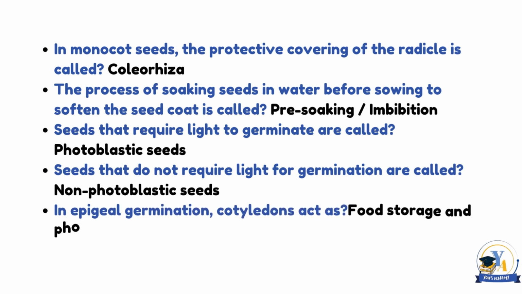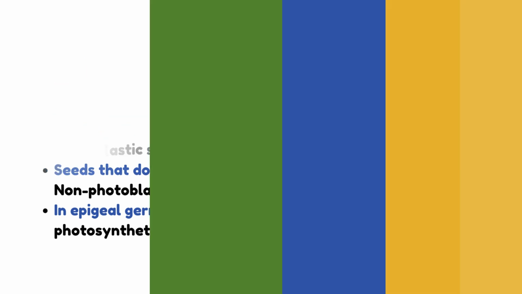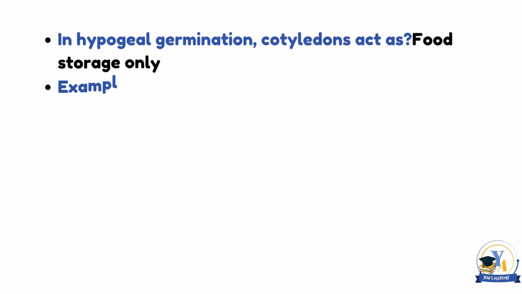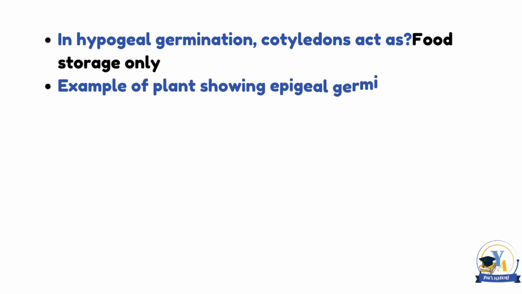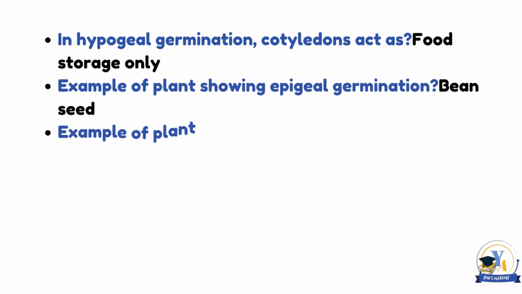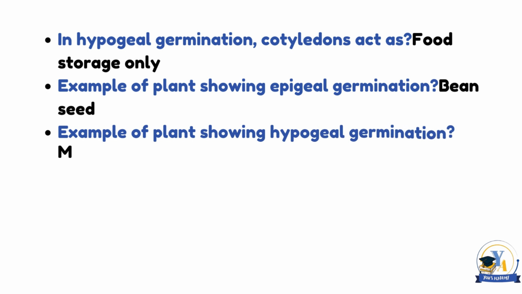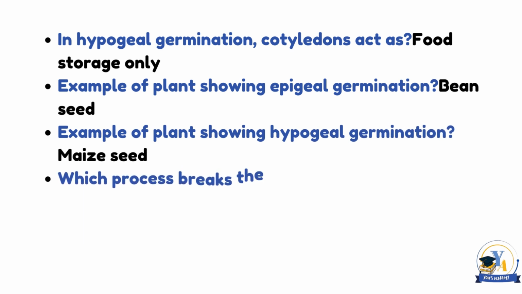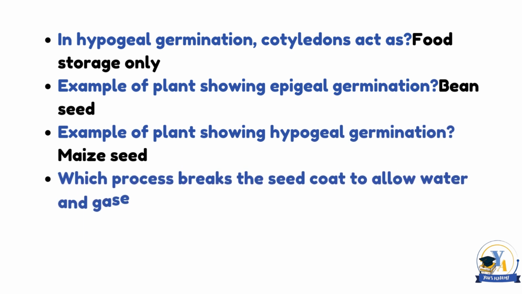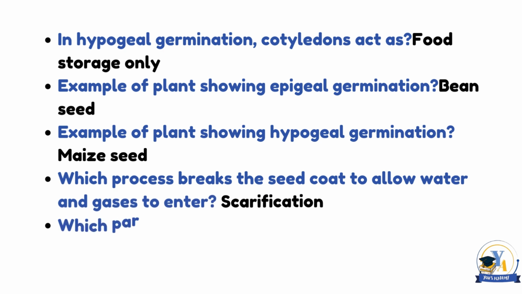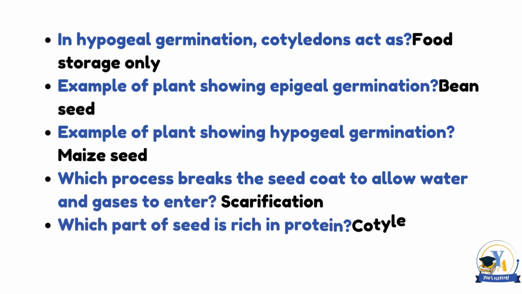In epigeal germination, cotyledons act as food storage and photosynthetic organs. In hypogeal germination, cotyledons act as food storage only. Example of a plant showing epigeal germination: bean seed. Example of a plant showing hypogeal germination: maize seed. Which process breaks the seed coat to allow water and gases to enter? Scarification. Which part of seed is rich in protein? Cotyledons.